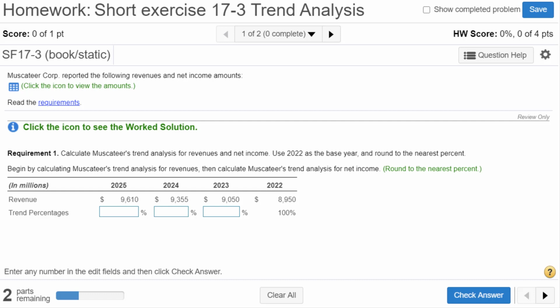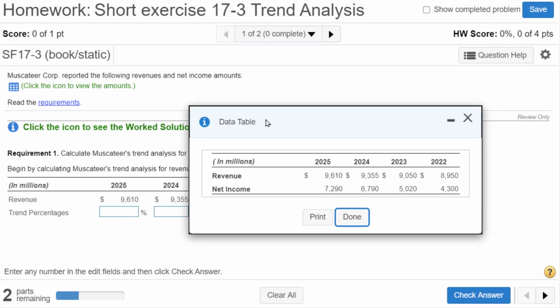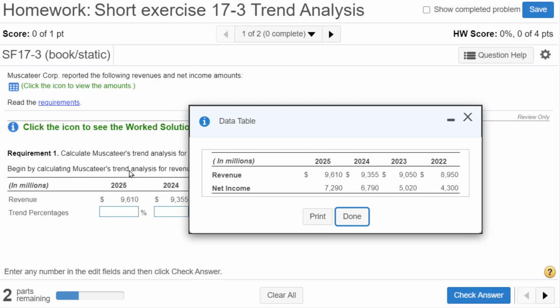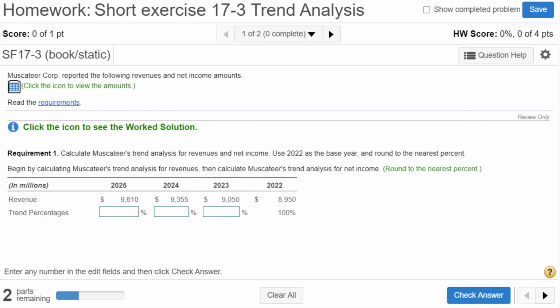Short exercise 17-3, trend analysis. Musketeer Corporation reported the following revenues and net income amounts. We've got this window here, but they will also duplicate the information down here, so we don't need this window.